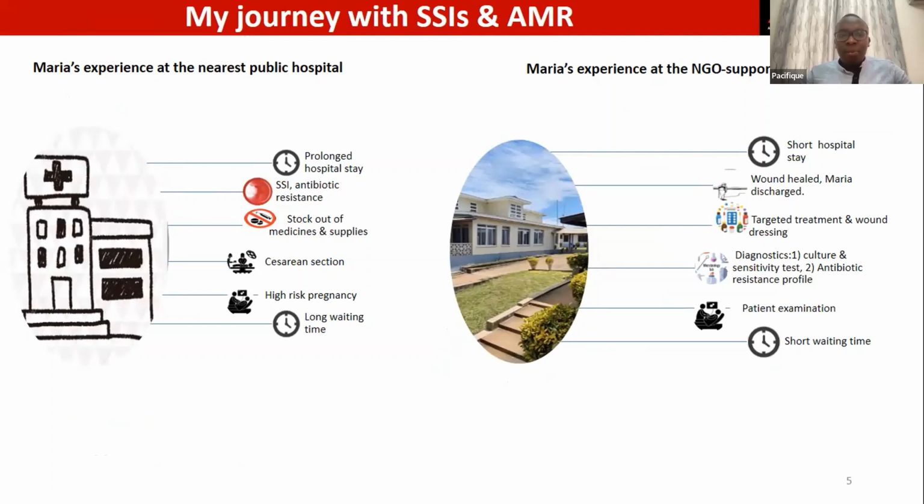Briefly talking about her experience, when she got pregnant and was about to deliver, Maria traveled to the nearest hospital. She had to wait for so long because the hospital only had one medical doctor who was performing surgery. The doctor reviewed Maria and realized it was a high risk pregnancy, and decided to perform a cesarean section. After the cesarean section, they realized the patient was supposed to take antibiotics. Unfortunately, they were not available at the hospital. Later on, she developed surgical site infection. The doctor prescribed antibiotics, but they were not available at the hospital.